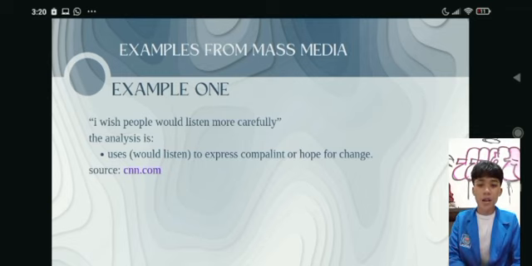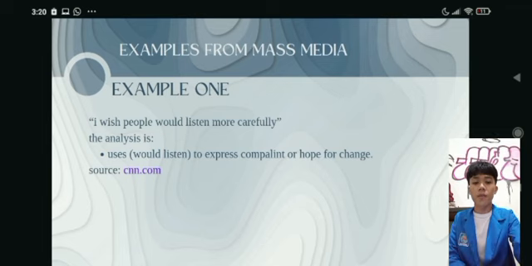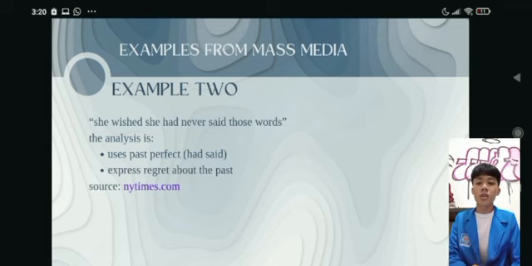Examples from mass media. Example 1: I wish people would listen more carefully. And the analysis is it uses would listen to express complaint or hope for change. Example 2: she wishes she had never said those words. The analysis is, first, it uses past perfect, had said, and the second, it expresses regret about the past.